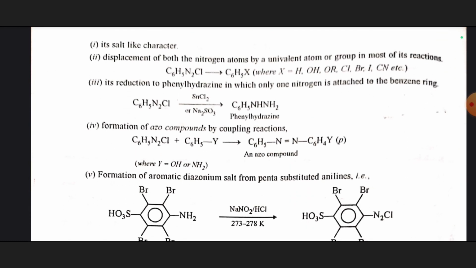First, its salt-like character. Second, displacement of both the nitrogen atoms by a univalent atom or group in most of its reactions. Third, its reduction to phenylhydrazine, in which only one nitrogen is attached to the benzene ring. Fourth, formation of azo compounds by coupling reactions. Fifth, formation of aromatic diazonium salt from penta-substituted aniline. Next is third, Kekulé structure.